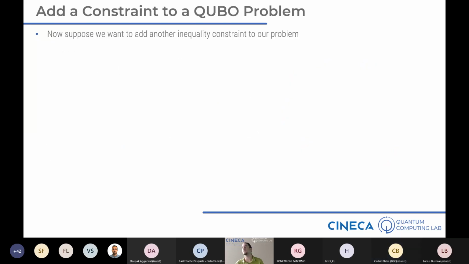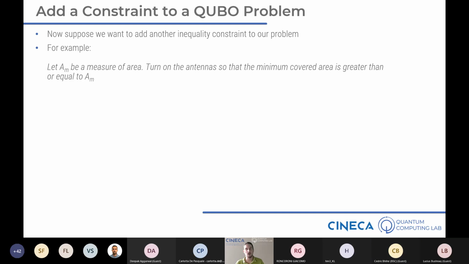Okay, now it's good. Now, suppose we want to add another inequality constraint to our problem. This time, without much surprise, we will see the other sense of the inequality symbol. So, let AM be a measure of an area.